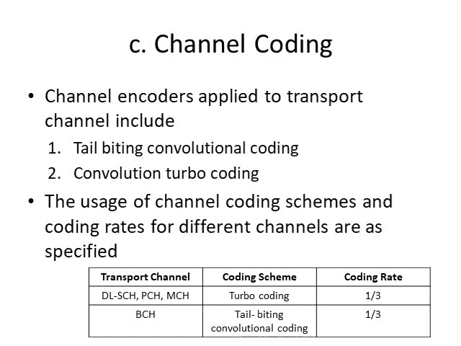Now, which encoding scheme is to be used generally depends on the type of transport channel. There are different coding schemes used for different transport channels. For example, for the downlink shared channel, the paging channel and the multicast channel, turbo coding is used with a coding rate of 1/3, whereas for the broadcast channel, tail biting convolutional coding is used with a coding rate of 1/3. So this is about the channel coding.